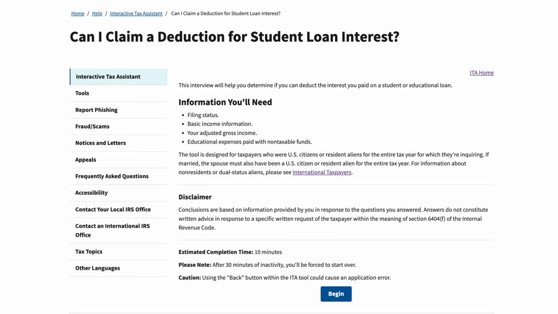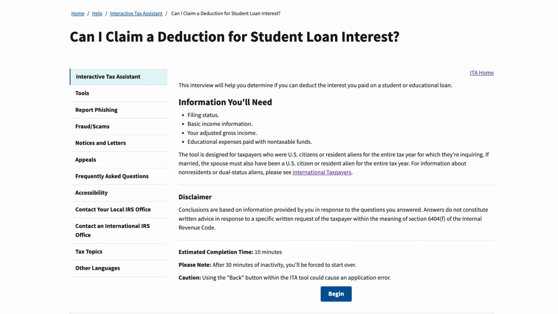This would be an adjustment to adjusted gross income, or AGI, as opposed to a deduction from adjusted gross income or from AGI. So this tax tool allows people to walk through, and if you are under a certain income threshold, then you should be able to claim a deduction on Schedule 1. So you're going to need some information for this. You're going to need to know your tax filing status, whether you're single, married filing jointly, married filing separately, head of household, or a qualifying widow or widower. Some basic information about your income, your adjusted gross income, and then what educational expenses that you paid with non-taxable funds.